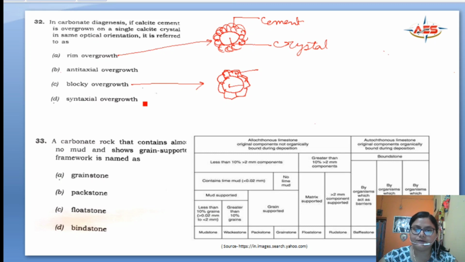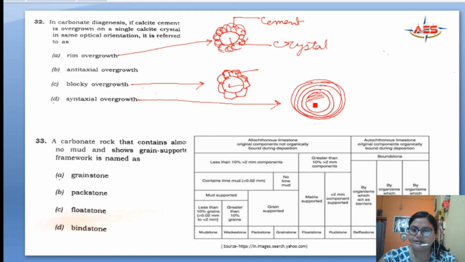Now syntaxial overgrowth क्या होता है? When the cement that grows around a central crystal, it has an ऑप्टिकल कंटिन्यूटी. मतलब ये क्या है? ये जो सीमेंट ग्रोथ है ये ऑप्टिकल कंटिन्यूटी है विद द सेंट्रल क्रिस्टल. It has an optical continuity with the central crystal. This is the central crystal and this is the cement layers. Okay, these layers are in optical continuity with the crystal. Then it is known as a syntaxial overgrowth. अब syntaxial overgrowth के opposite का क्या होता है?